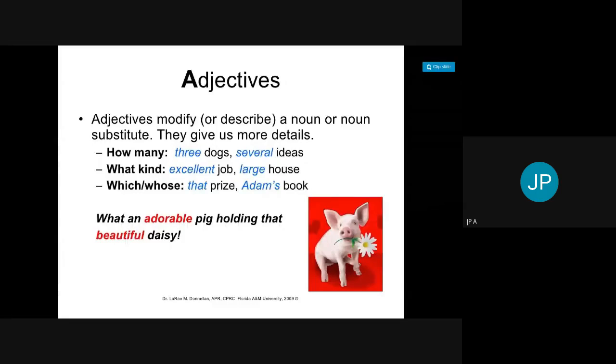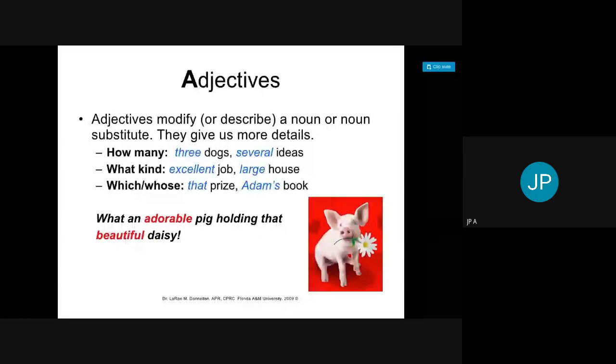So examples are three dogs. The word three qualifies the noun dog. So it indicates number. Several ideas. So both several and three indicate number. The second kind of function that adjectives do is to indicate what kind or quality. Excellent job, a large house, brilliant student, clear sky, etc. indicate the kind of sky, the kind of student, the kind of house, the kind of job, etc. So the quality is also indicated by adjective.